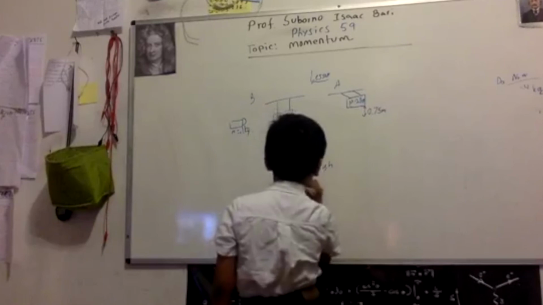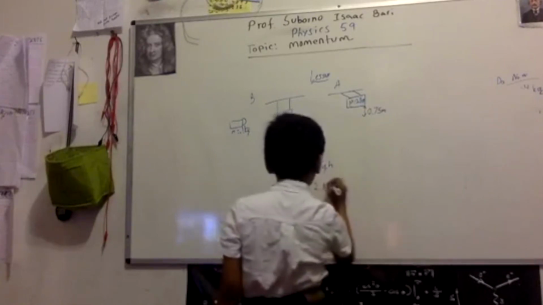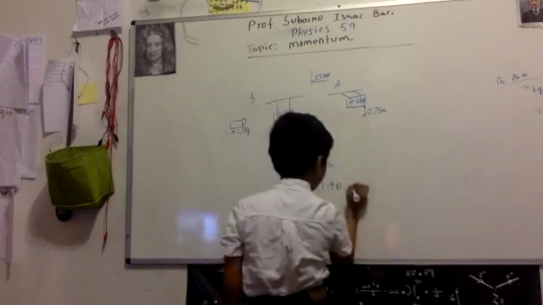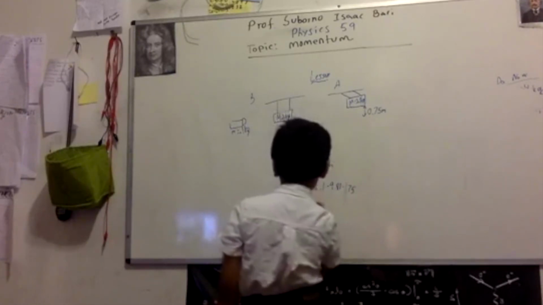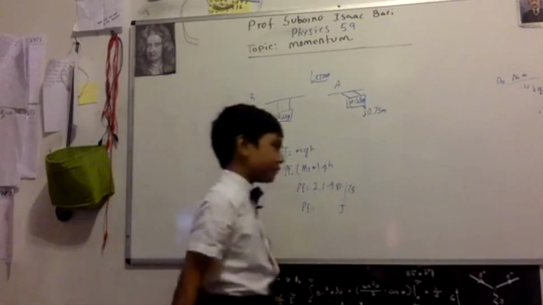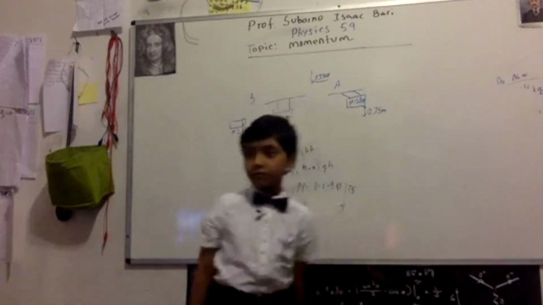So, 2.1 times 9.8 times 0.75. This would be incredibly easy. So, what do I have to calculate? 2.1 times 9.81 times 0.75.